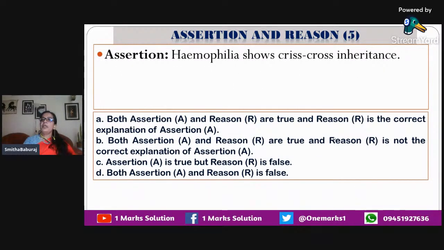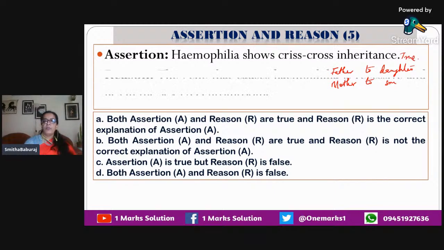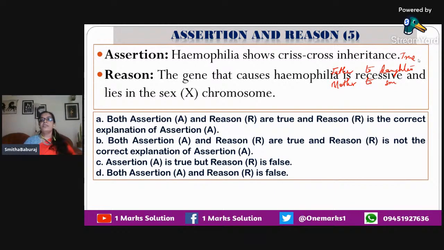Hemophilia shows crisscross inheritance. What is crisscross? Father to daughter, mother to son, isn't it? So the statement is true. Hemophilia shows that. And what is the reason statement saying?